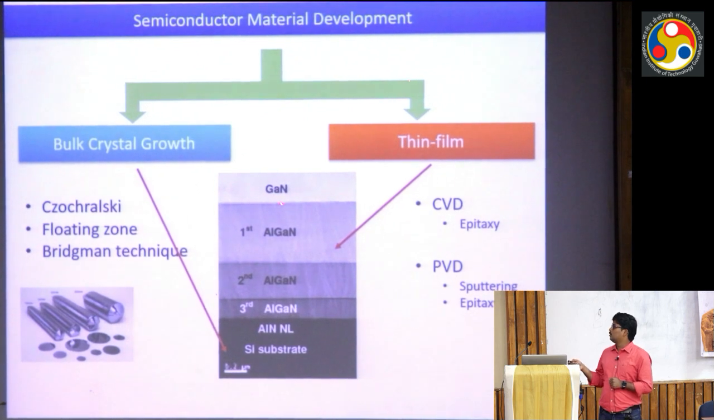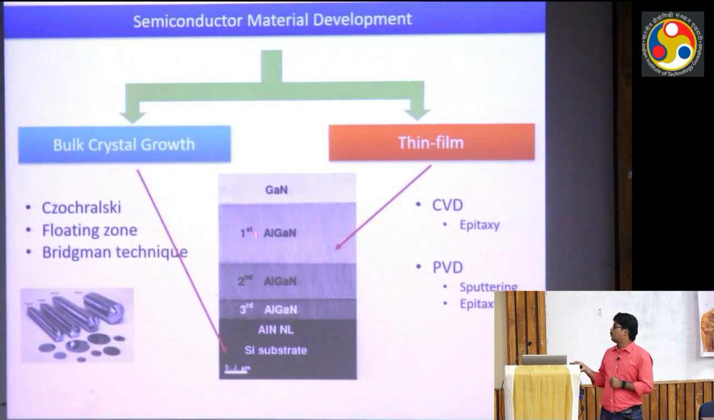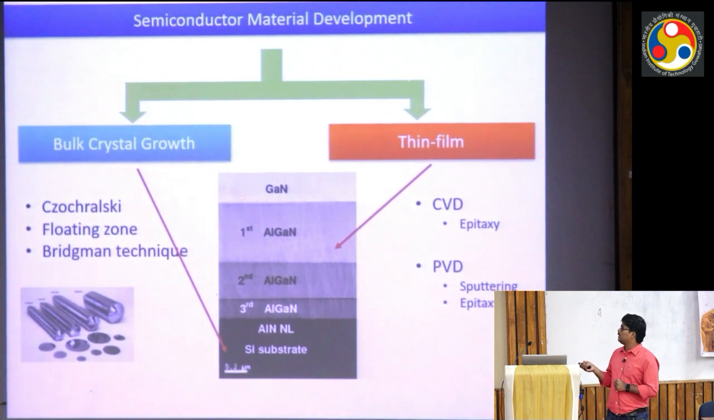So that heat also you need to dissipate efficiently, otherwise this whole device can burn. So the thermal conductivity of this substrate is also another important thing to look at. Now, this is considering this compound semiconductor development.